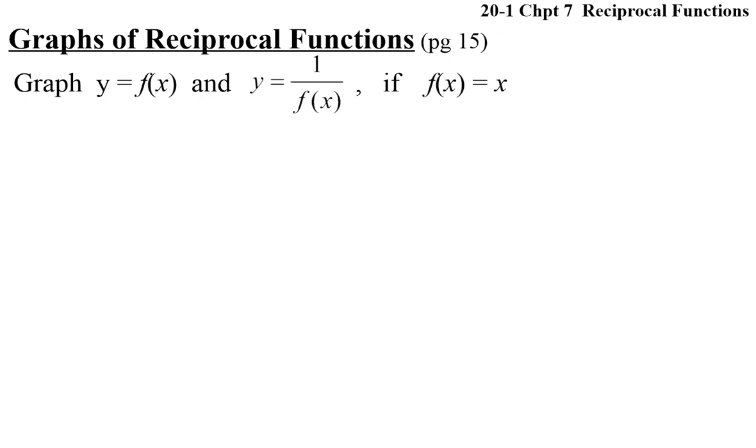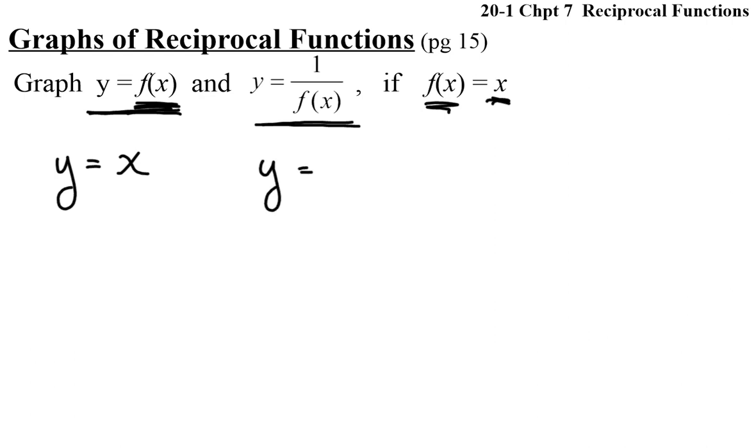So this first example on page 15 says we want to graph y equal to f of x, and we want to graph the reciprocal of it. Well, we're starting with f of x equal to x. So we're going to graph y equals x. Not a real complicated graph. But then we're going to graph 1 over x.